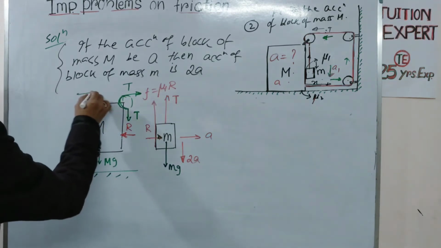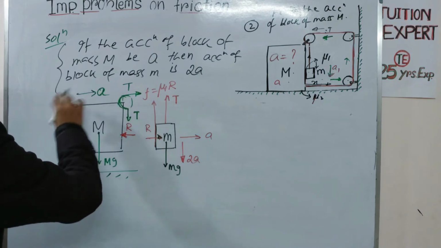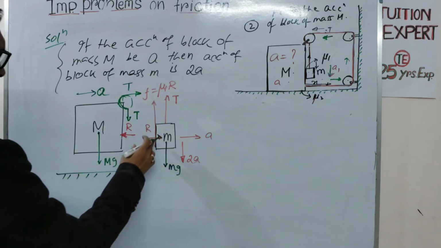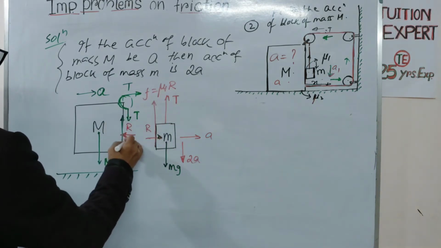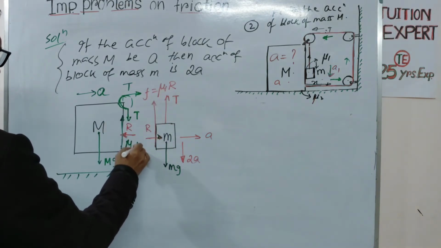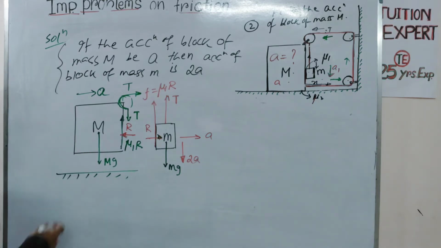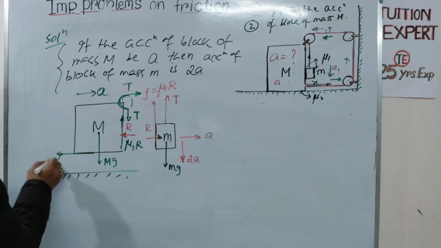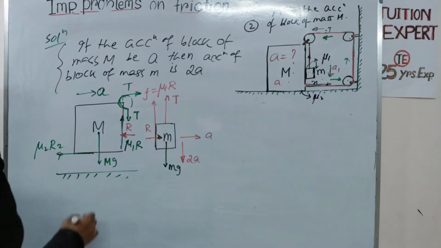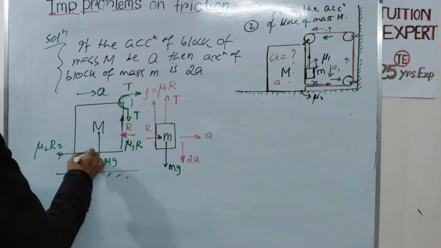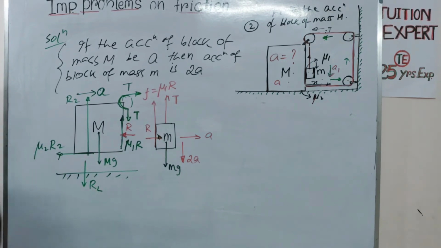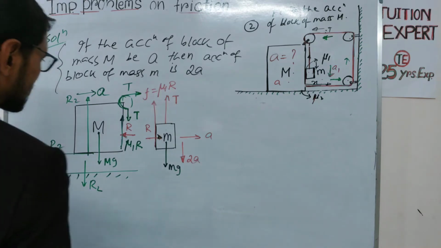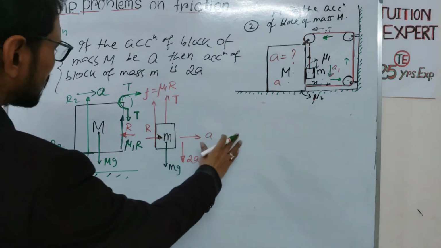Now the acceleration of the block is A along this direction. Now what is the friction force? Here the friction force mu1 R acts in this direction. Here also a friction force acts in this direction, which is equal to mu2 into R, suppose R2. Now what is R2? R2 acts on the surface, and here the ground R2 acts.